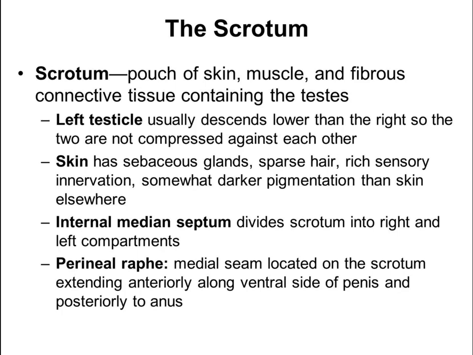There is the internal median septum, which divides the scrotum into the right and the left components. And there is a perineal raphe, the medial seam located on the scrotum, extending anteriorly along the ventral side of the penis and posteriorly to the anus.